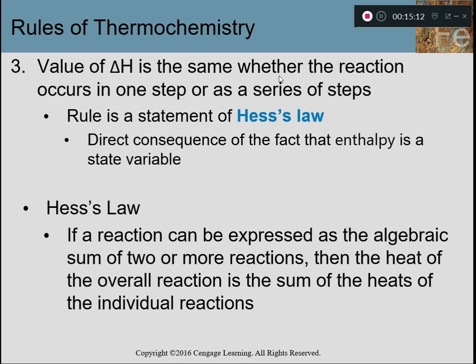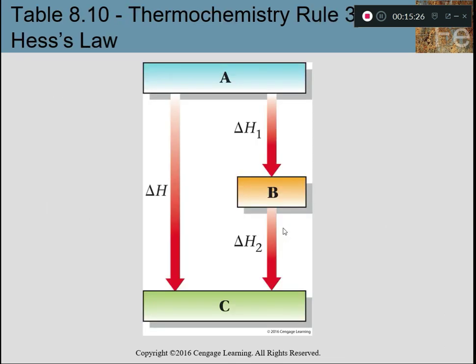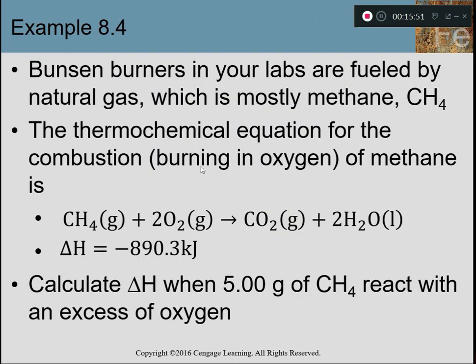If I could algebraically show a reaction as the sum of multiple reactions, then as Hess's law says, the heat of the overall reaction is the sum of the heats of the individual reactions. A nice graphical way to show this is if I want to know how much energy it takes to go from A to C, but I only know how much energy it takes to go from A to B and how much energy it takes to go from B to C, I can add up those two heats. I can add up delta H1 and delta H2 to get delta H overall, noticing that they literally just add up to give the overall reaction. So let's look at an example.